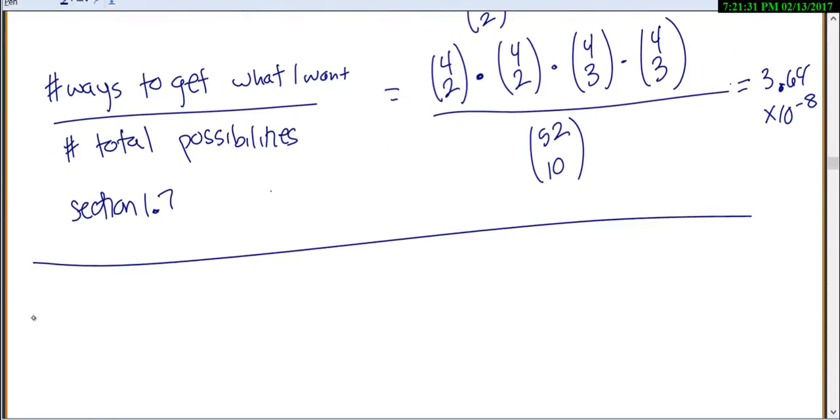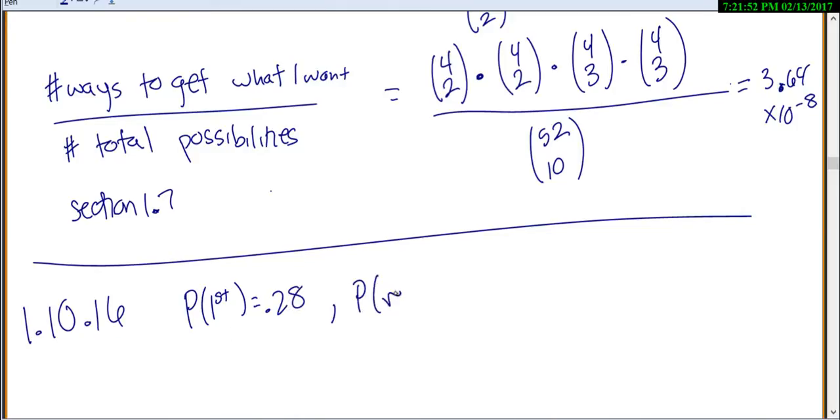So let's do a different probability one. This is 1.10.16. They tell us that 28% of orders received by a company are from first-time customers. So the probability their first time equals 0.28. The other 72% come from return customers. So the probability of a return customer is 0.72.